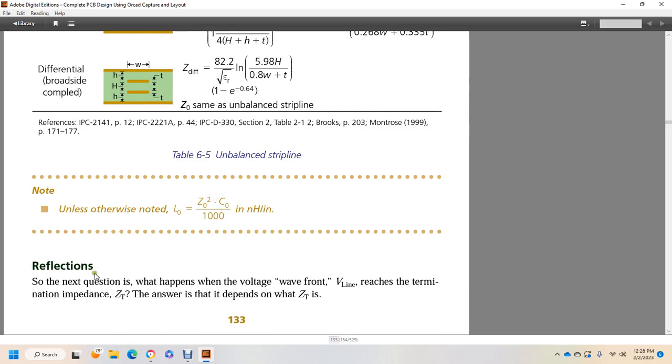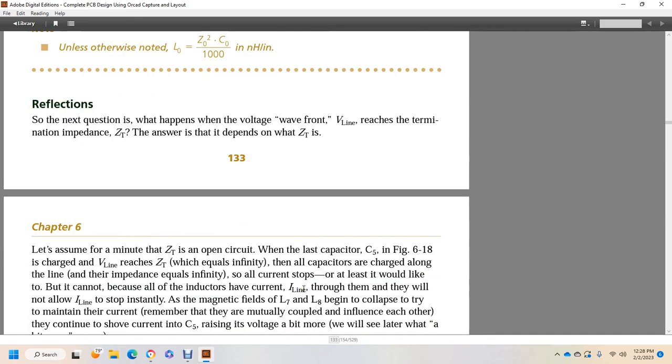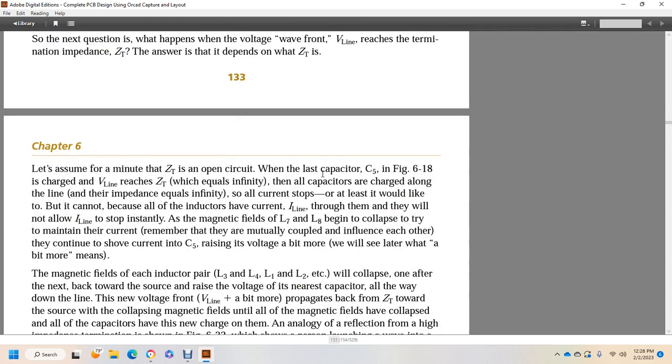Alright, reflection. The next question is: what happens when the voltage wave on the line reaches the termination impedance? The answer depends on the termination. Let's assume the termination is an open circuit, as in figure 6.18. The last capacitor, capacitor 5, charges and the voltage wave reaches the termination impedance, which equals infinity. The current should stop, but it cannot, because all of the inductors are still carrying current along the line.